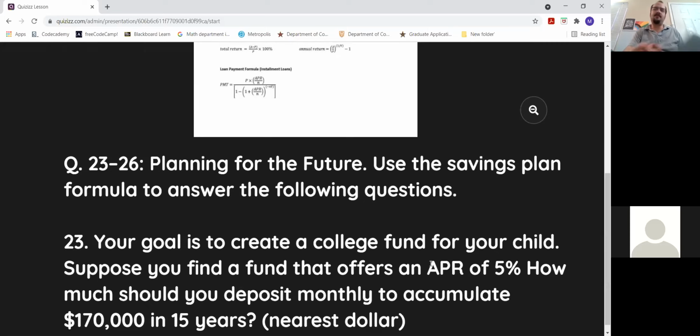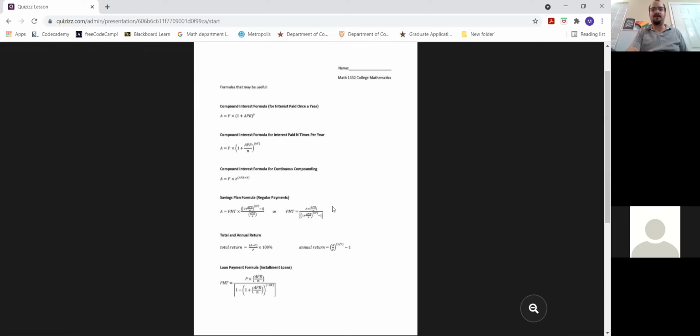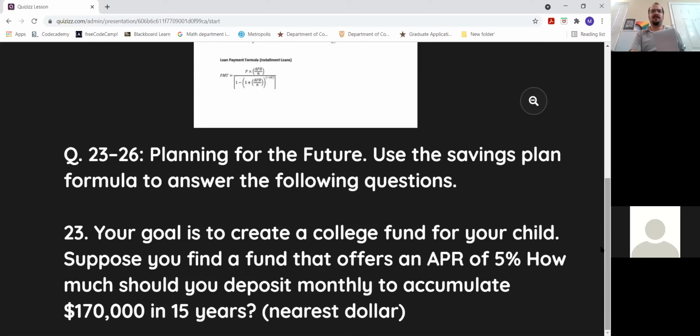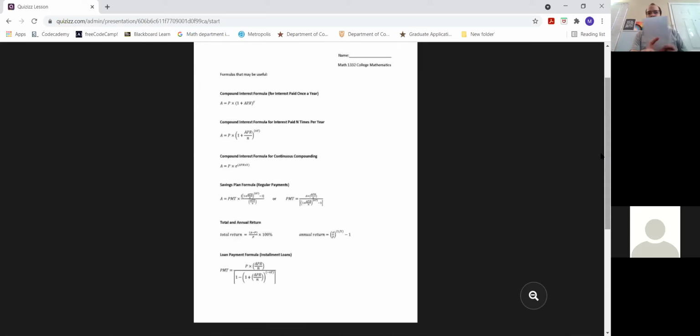My principal is 170,000. My APR is 5%, so I have to convert that to 0.05. I believe I'm making monthly payments here. I'm doing 1 plus my APR, which is 0.05 over 12. The N is 12. My number of years here was 15, I believe, right? Yeah. And then I have to subtract 1. So I do have some order of operations. I got to do these things in the right order.